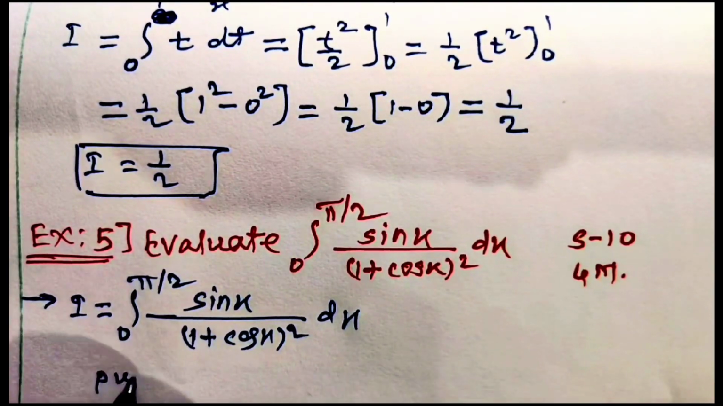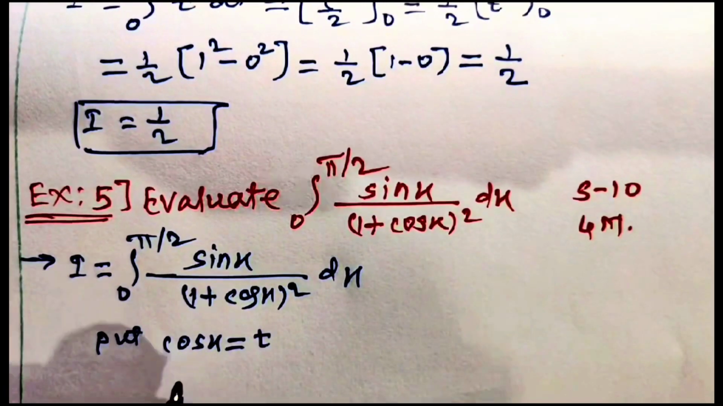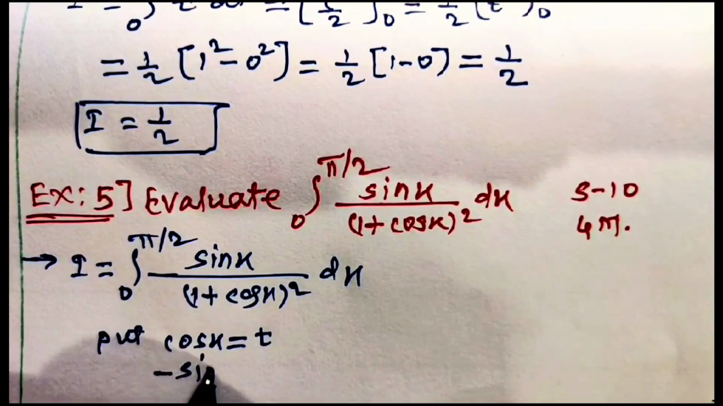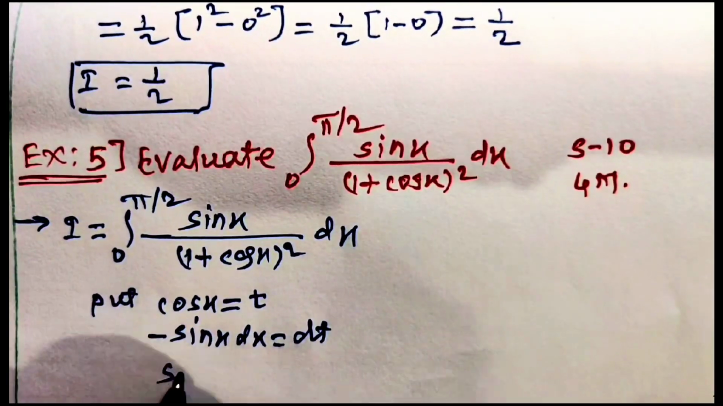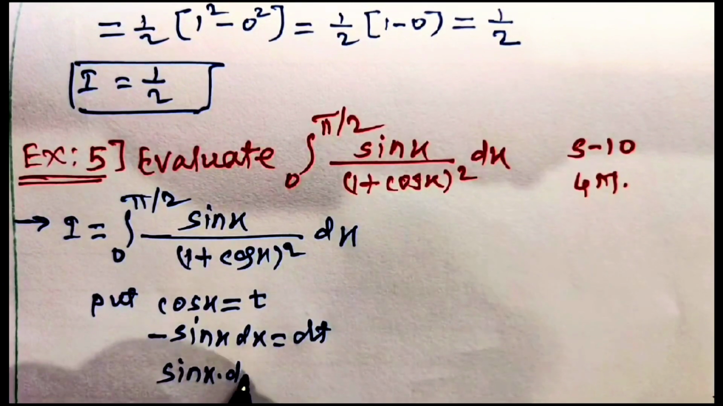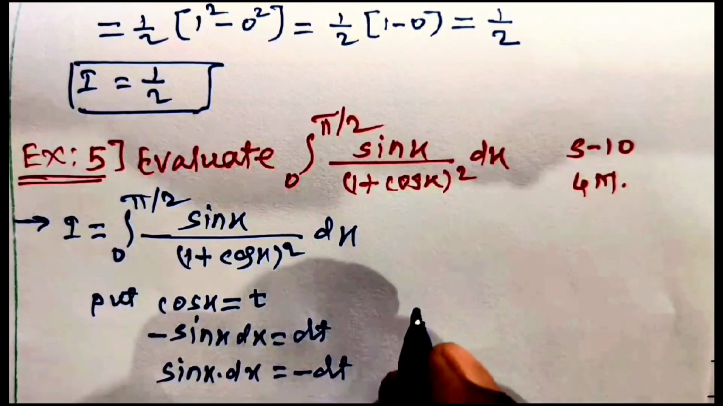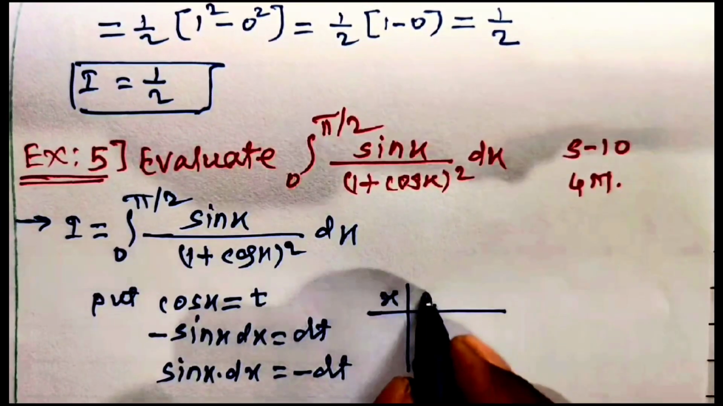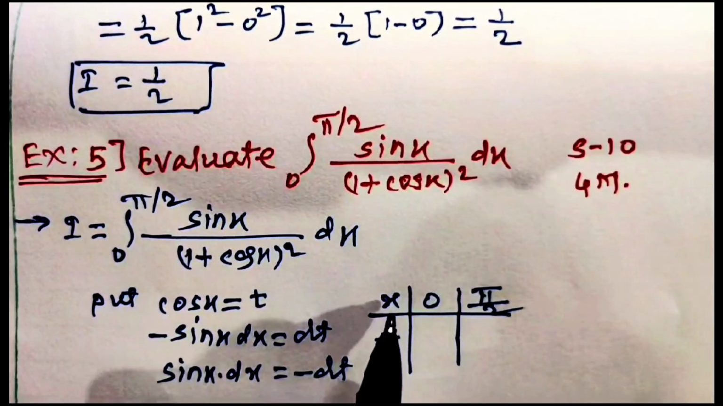Put cos x is equal to t. T is a new variable. Then differentiating this, minus sin x dx is equal to dt, and hence sin x dx can be written as minus dt. Sin x into dx is equal to minus dt. When we use the substitution method, limits must change. Given limits are with respect to x. X changes from 0 to pi by 2, and then the new variable t with respect to limits of x.